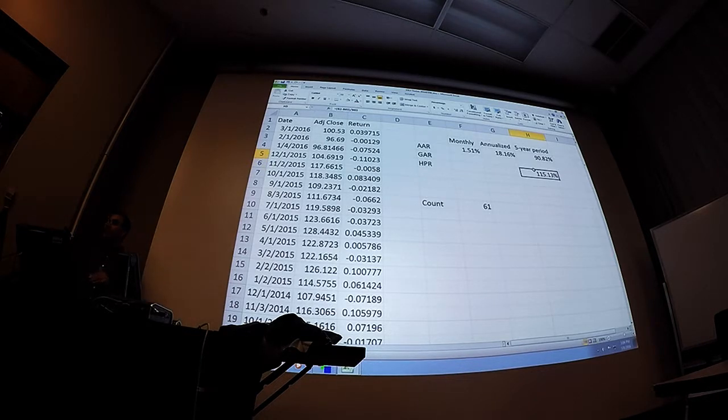So that return is greater than the 90.82% because that includes the compound effect if you roll that over every month for the full 5-year period. Whereas the 90.82 is like you invest and then you withdraw your profits every month and then reinvest the starting amount. You get a different sort of average return. Yes? If there is a stock split, yes.